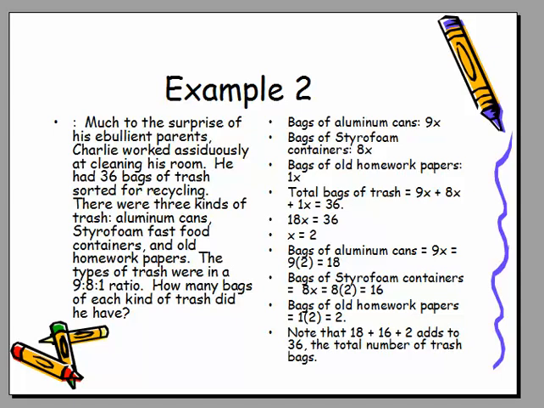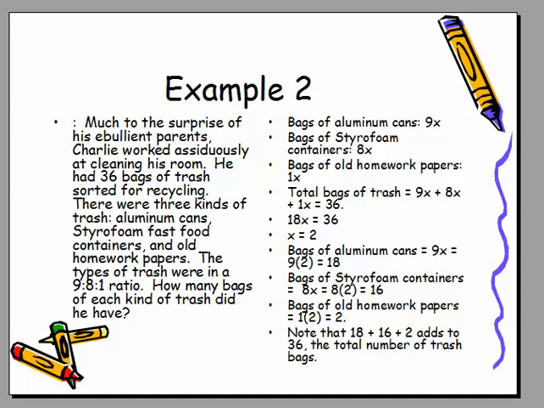The total bags of trash is 9x plus 8x plus 1x equals 36. Simplifying gives 18x equals 36. Dividing by 18 on both sides gives x equals 2. Recall that we're not solving for x. We're trying to find the number of bags of each kind of trash.